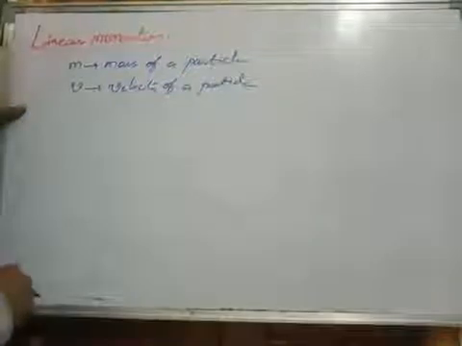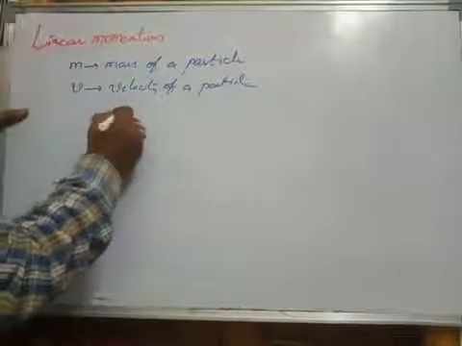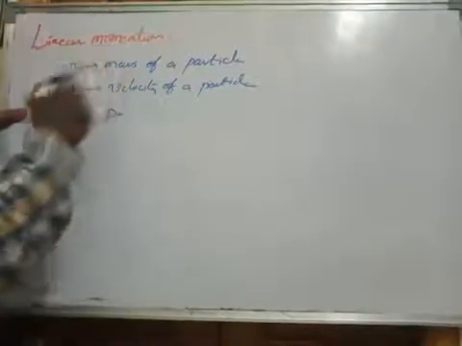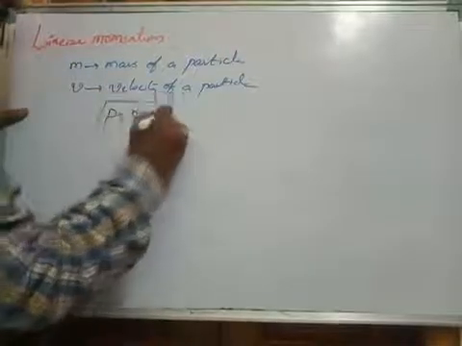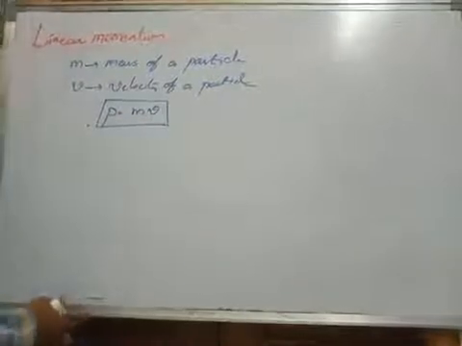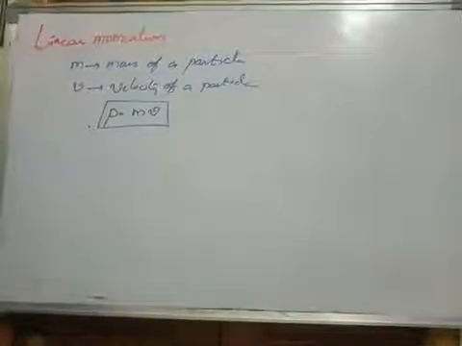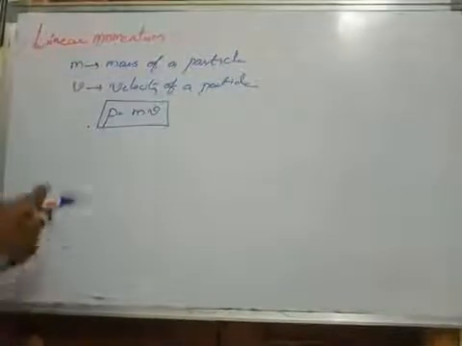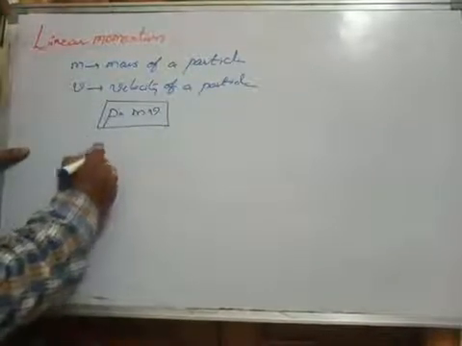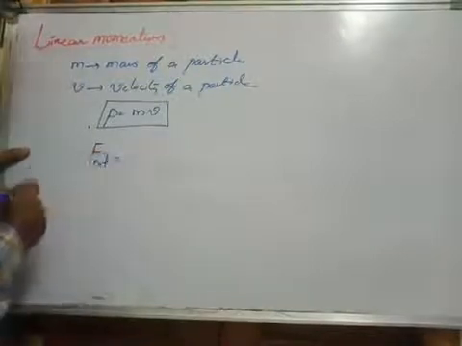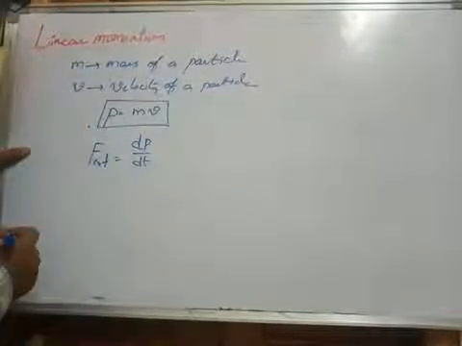Then its linear momentum can be written as P equal to the product of mass and its velocity, m into v. This is the momentum of a particle. Now, as we know that the rate of change of momentum is called force, the external force acting on the body can be written as F external equal to the rate of change of momentum, dP by dt.